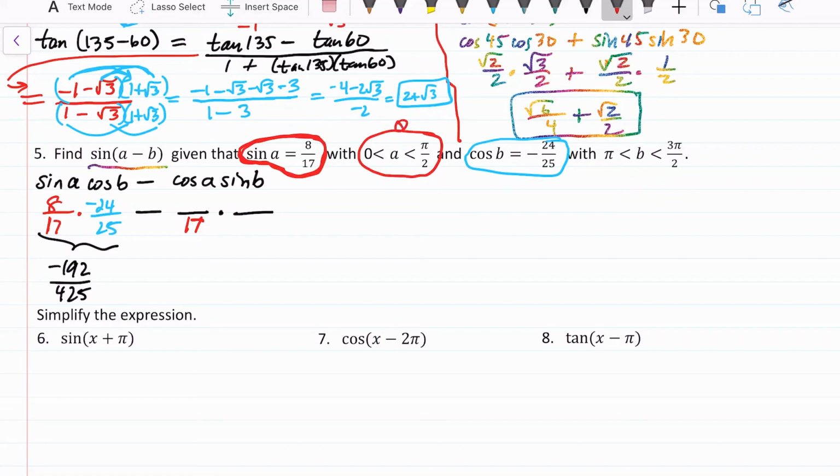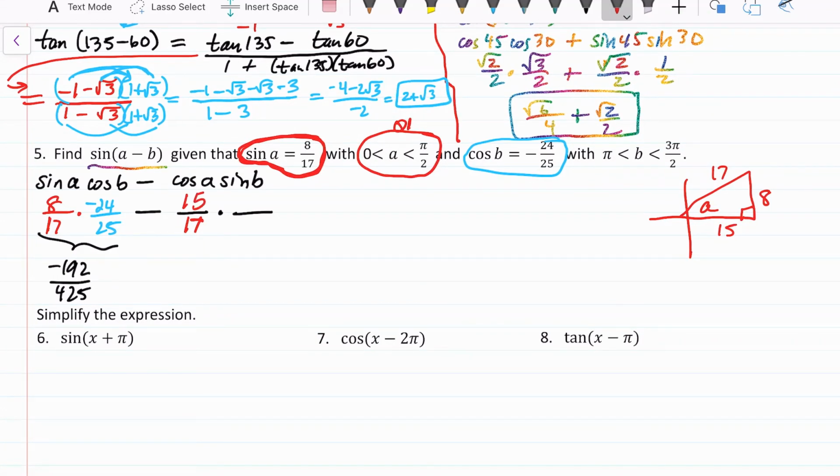A is in quadrant 1. So if I draw that, I will get 8, 17, and that will be 15 if you do Pythagorean theorem. So this will be 15 for cosine A. For B, B is in quadrant 3. I will use the same picture. So for B, this is negative 24, negative 7, and 25. So therefore for B, sine will be negative 7 over 25.